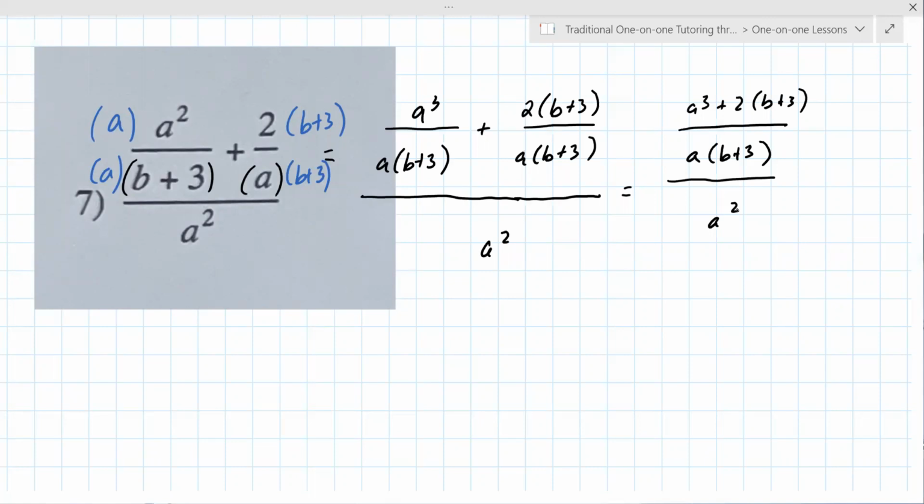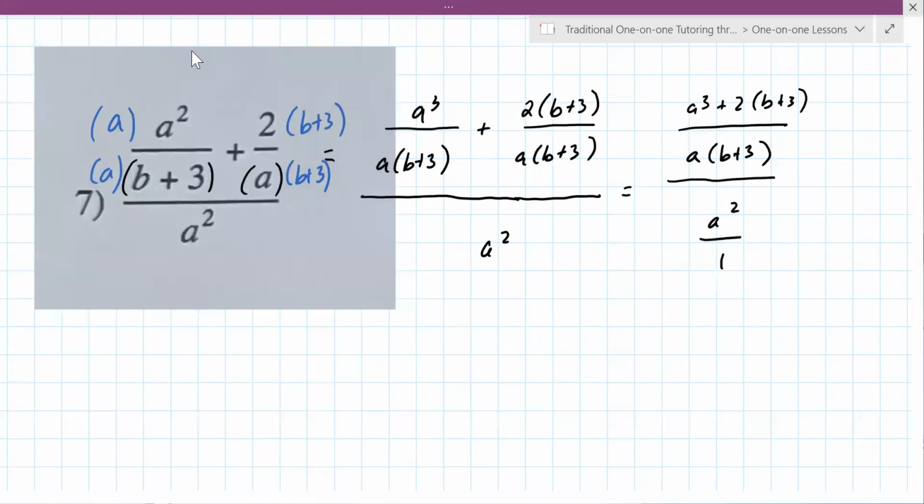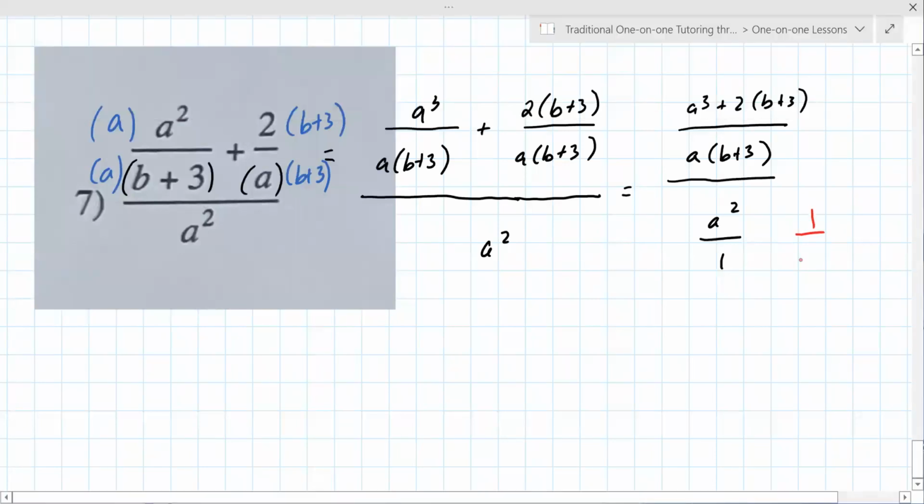Now we're not done because there's a fraction within a fraction. The other thing is, this problem has a lot of letters, but these are symbolic problems. You're not going to get a number very often. So I'm going to ask you, Paige, how do you write a squared as a fraction? A squared over 1. So when you multiply by the reciprocal, it's 1 over a squared.